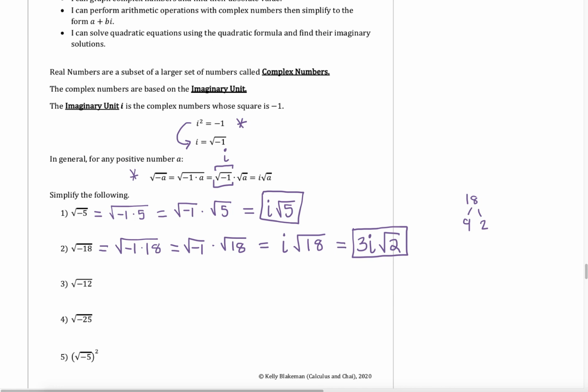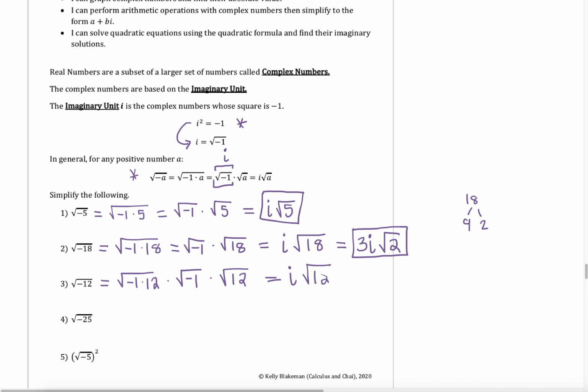Why don't you guys pause the video here and simplify what the square root of -12 would be equal to. So checking example 3, we can break apart that -12 as -1 times 12, and then take the square root of -1 times the square root of 12 each individually. From here, we know that the square root of -1 is now equal to i, and I have the square root of 12 left.